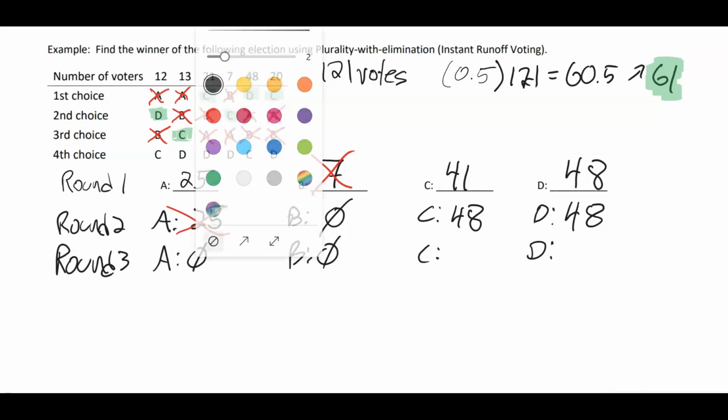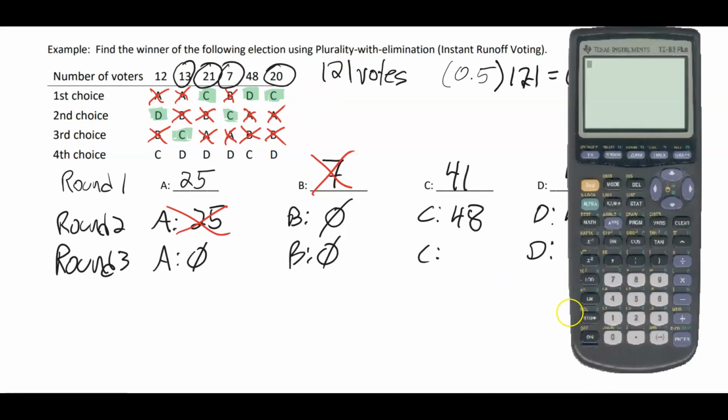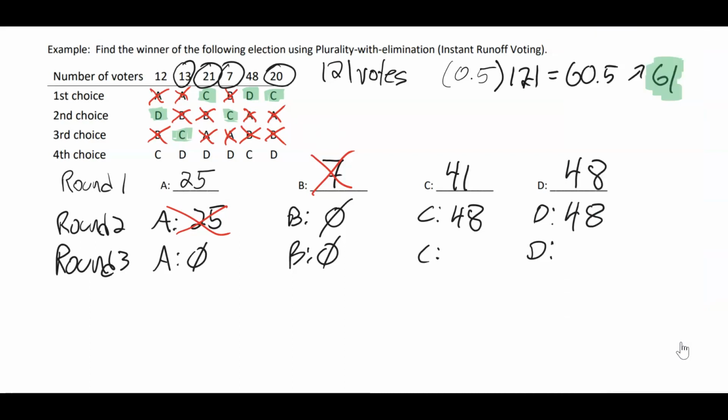So let's take a look at C. We have 13, 21, 7, and 20. In these 4 columns, C is at the top because the other ones aren't even there anymore. D is below them. So 13 plus 21 plus 7 plus 20. You want to make sure you are doing this correctly, so I wouldn't do the addition in your head. Double check each step. This is simple addition. We have 61 for C.